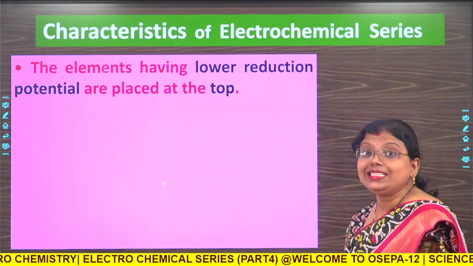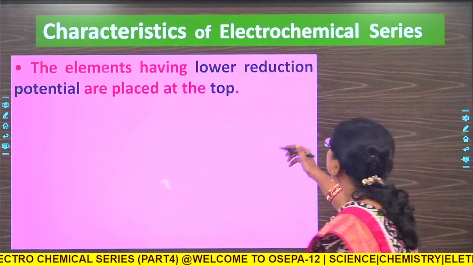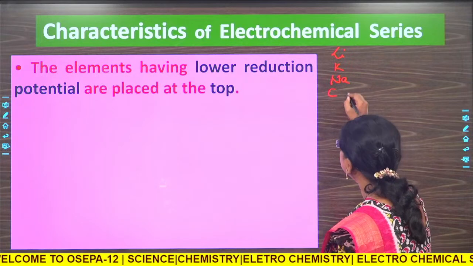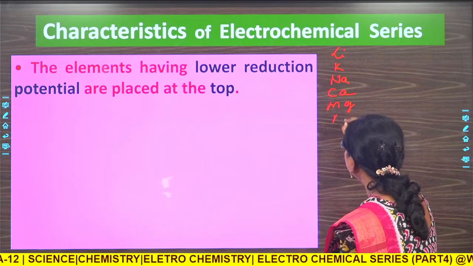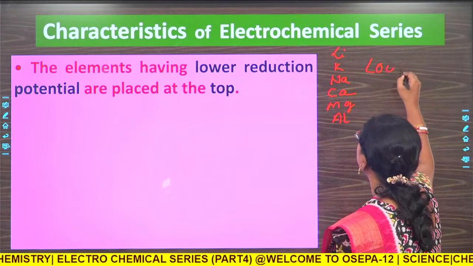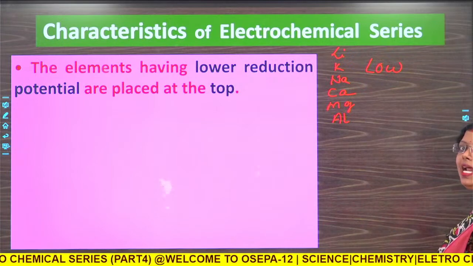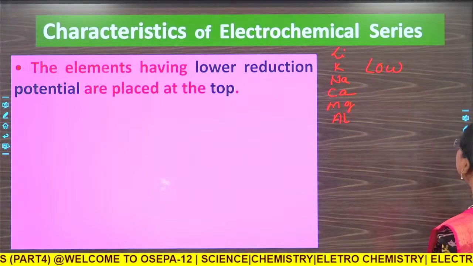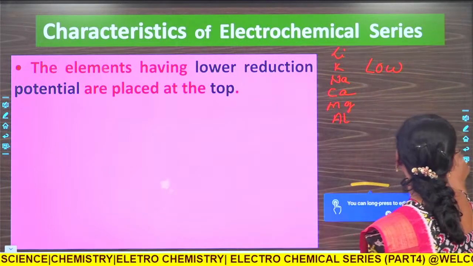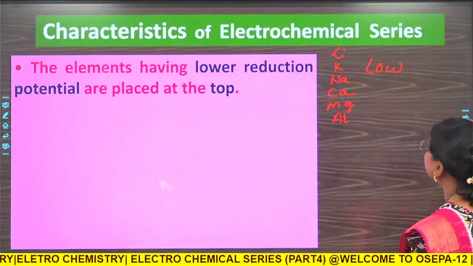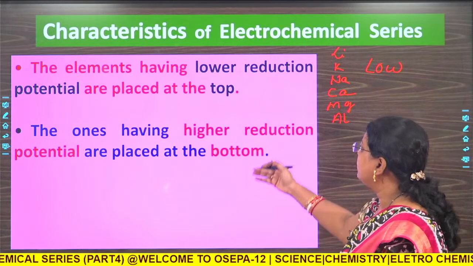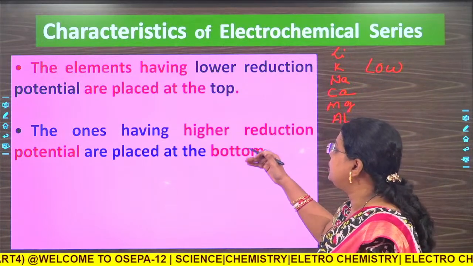They have less tendency to undergo reduction. Just like lithium, potassium, sodium, calcium, magnesium, aluminium, they are placed at the top and they have a low value of their standard reduction potential, isn't it? Then the elements which are placed at the bottom have higher reduction potential values.